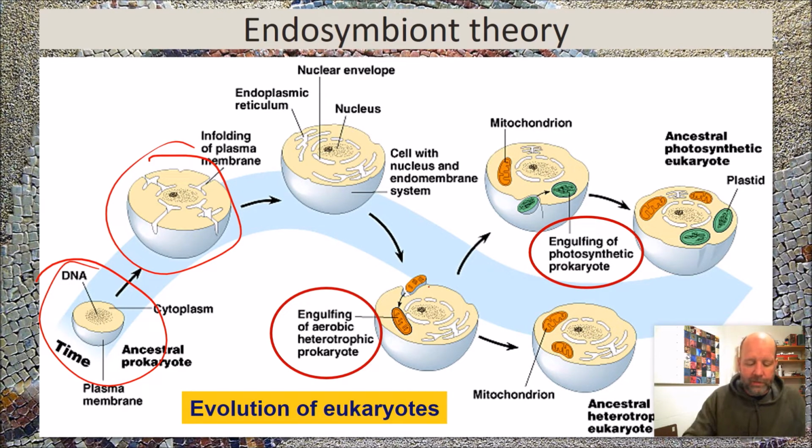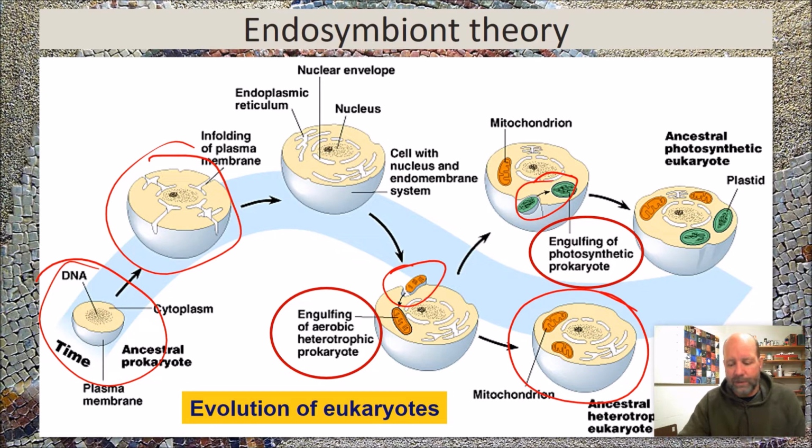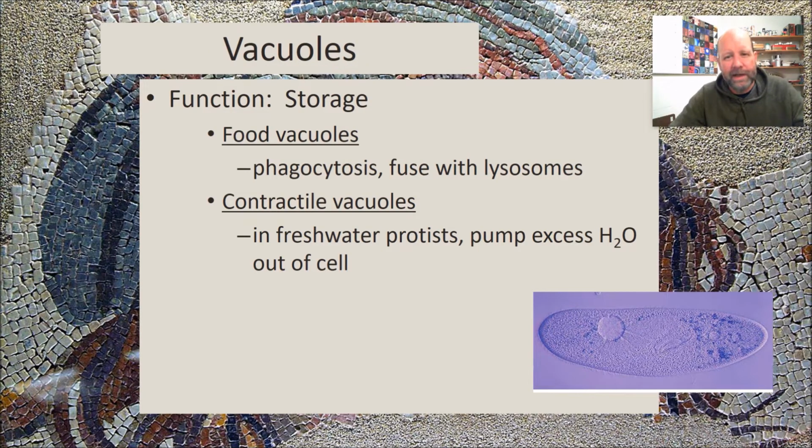So then we engulf, right, this prokaryote that could do cellular respiration. Then some of those engulf a cyanobacteria. These guys go on to become funguses and animals, and these guys go on to become plants and algae. So we have what are called vacuoles inside of cells. A lot of different cells have this. You have white blood cells that form a food vacuole, basically when they engulf a bacterium or something that's in your blood or in your body that should be digested.